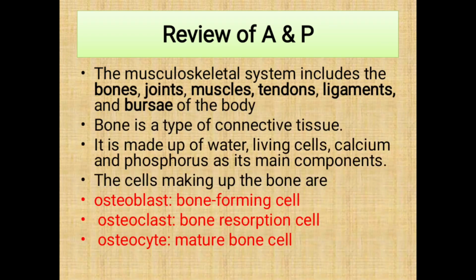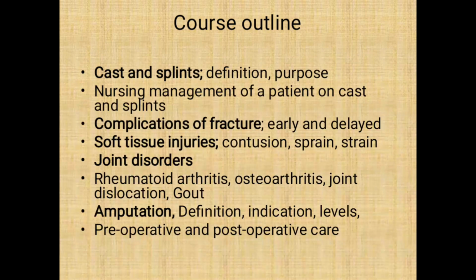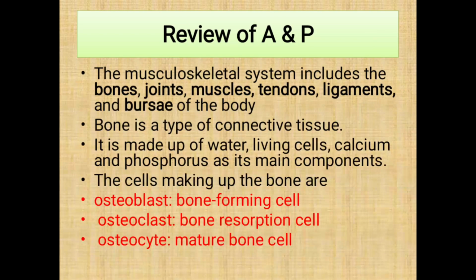So first, all what we have said in the course outline, we will cover in 2 different videos, if not 1 full video, because it's a bit long, but the last thing will be amputation. So we will review the anatomy and physiology of the bones in the body. So the musculoskeletal system iko na bones, iko na joints, na iko na muscles, na iko na tendons, na iko na ligaments, and also bursae of the body.